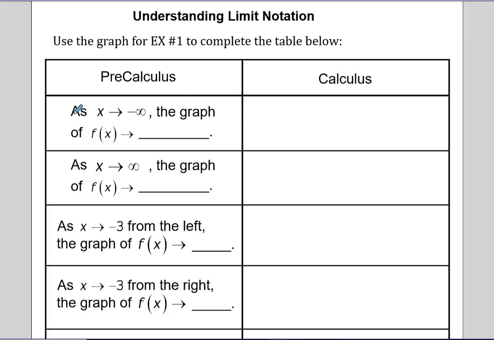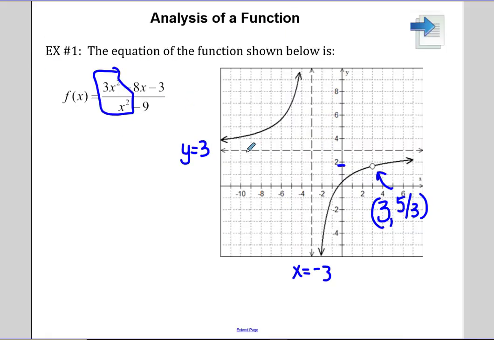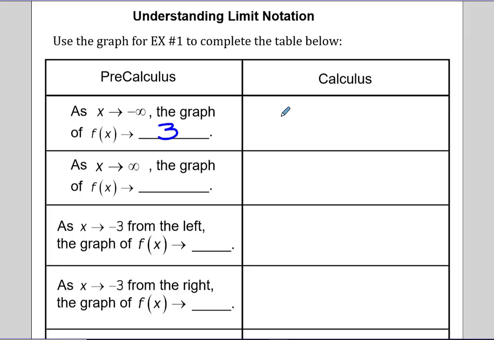At the beginning of the year, we said as x approaches -infinity, the graph of our function is approaching 3. And we can see that by looking at the picture again. As x approaches -infinity, the further out we go here, y goes to 3, because this is coming down, it's not going to cross the horizontal asymptote there. But in calculus, we want to write limit notation. So the limit as x approaches -infinity of f of x is 3.